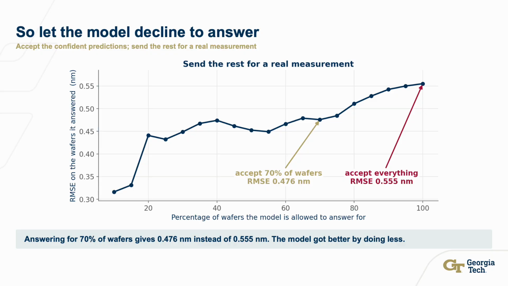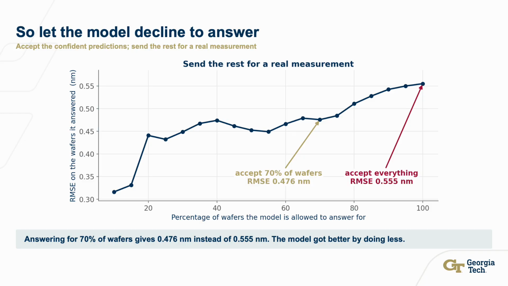So let the model decline to answer. The horizontal axis is what fraction of wafers the model is allowed to answer for. It always answers for the one it is most confident about first. At the far right, it answers for everything. RMSE is 0.555 nanometers, the honest number from segment 1.